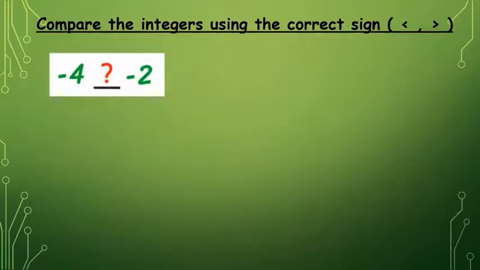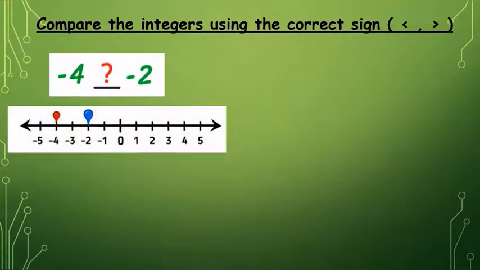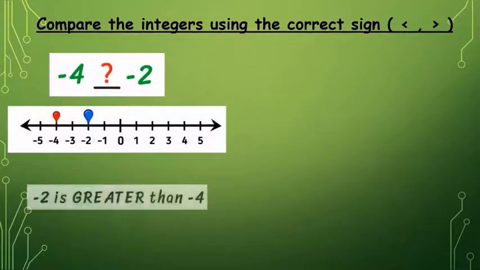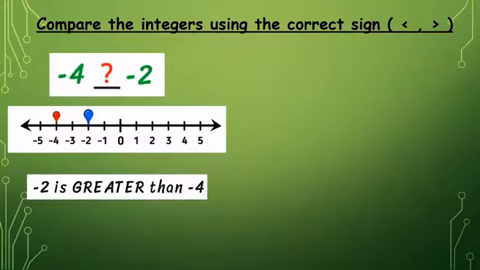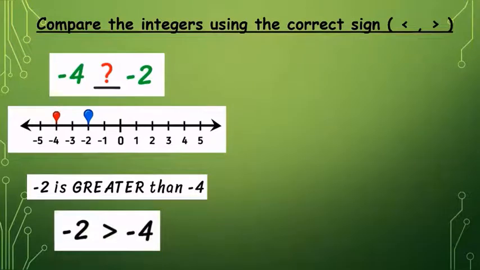The first question is -4 or -2. Which is bigger and which one is smaller? So first, we will take it on the number line. As we know that numbers on the left are always smaller, numbers on the right are always greater, we get to know that -2 is greater than -4. But how will we represent it? That's where the greater than symbol comes into it. It looks like a crocodile head. So that means that -2 is greater than -4.